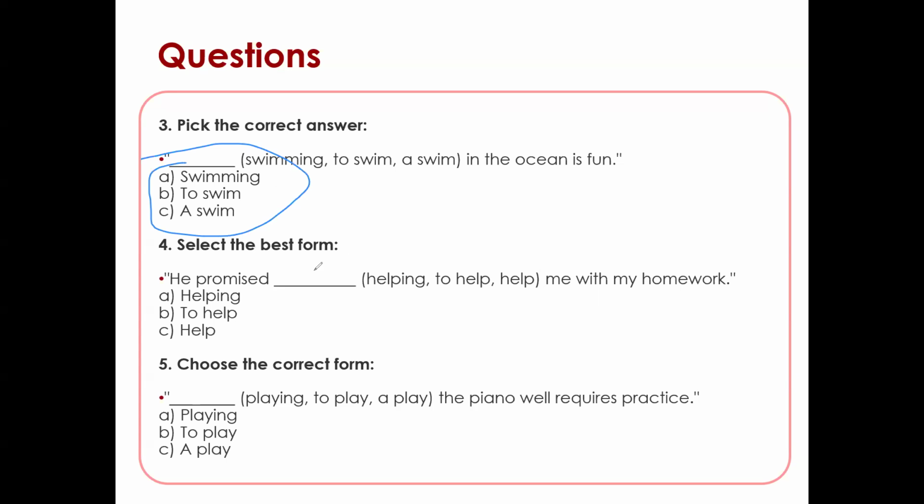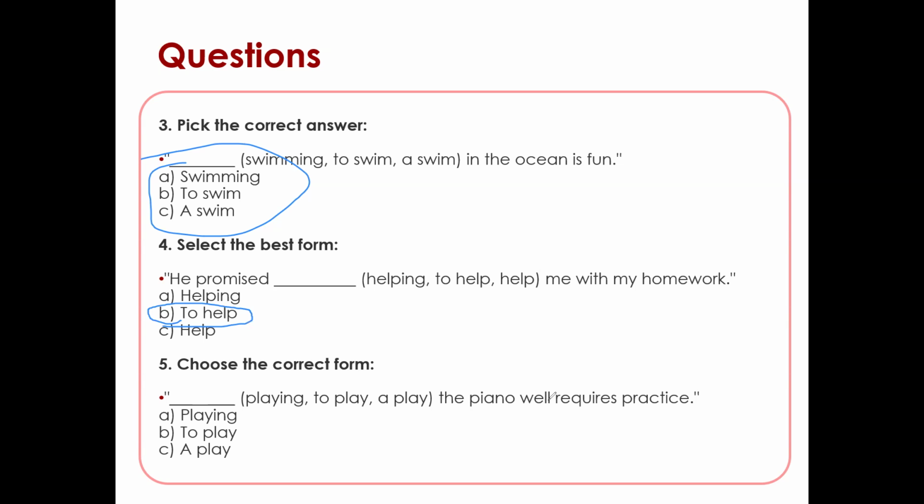All right, number four. He promised blah blah blah me with my homework. So he promised that he would help me do that. So he hasn't helped me yet. So it would be B. Okay, so when you're making a promise for a future action, you want to use an infinitive.